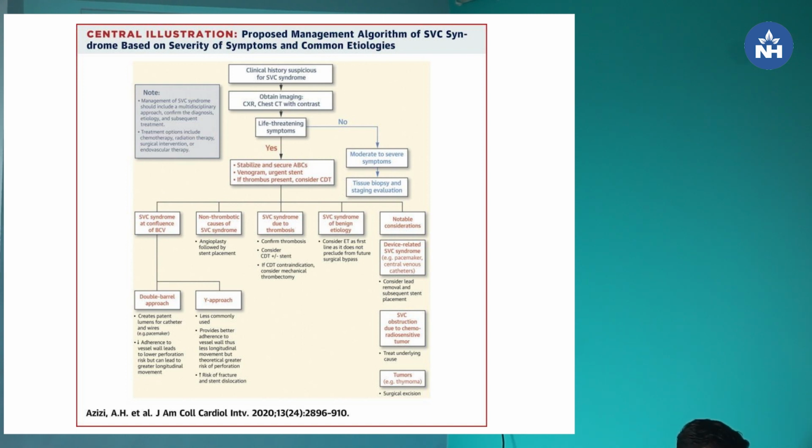If it is life-threatening symptoms, it can be SVC syndrome at confluence of brachiocephalic vein. We do a double barrel approach or a Y approach. Double barrel approach is more common. If there are non-thrombotic causes of SVC syndrome, we do angioplasty followed by stent replacement. If it is SVC syndrome due to thrombosis, we confirm thrombosis, consider the catheter-directed thrombolysis plus or minus stent. If catheter-directed thrombolysis is contraindicated, we consider mechanical thrombectomy.